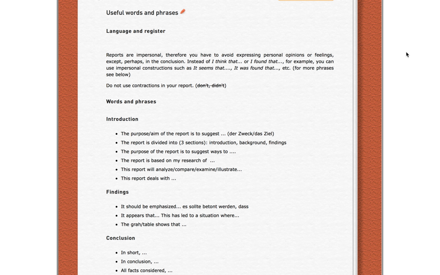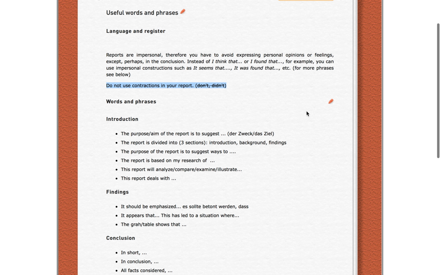You can use impersonal constructions instead, such as it seems that, it was found that, but you will find more phrases here on this page. I also think you should know that you shouldn't use contractions in your report. So you shouldn't write don't, didn't, for example, because it's very formal writing.